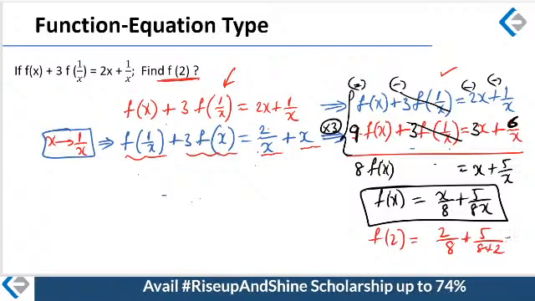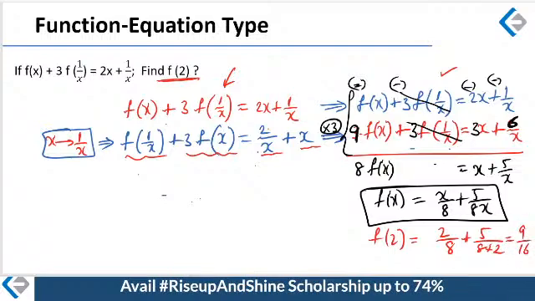All right, now therefore my result would essentially become 9 divided by 16. Fine, that's not a worry.